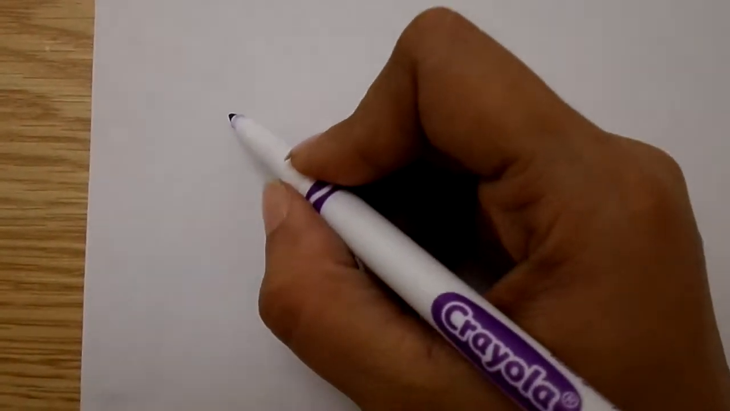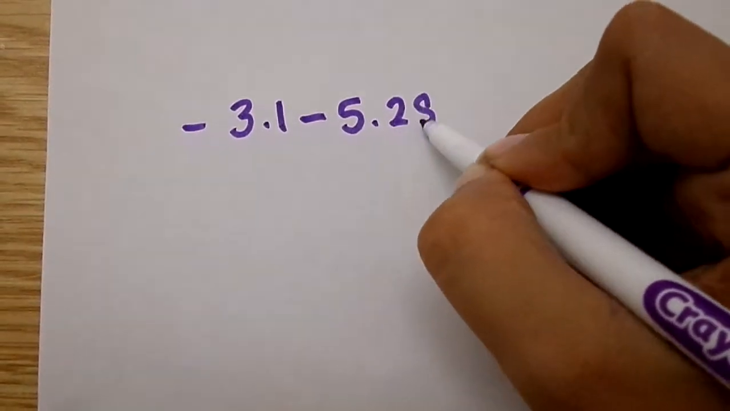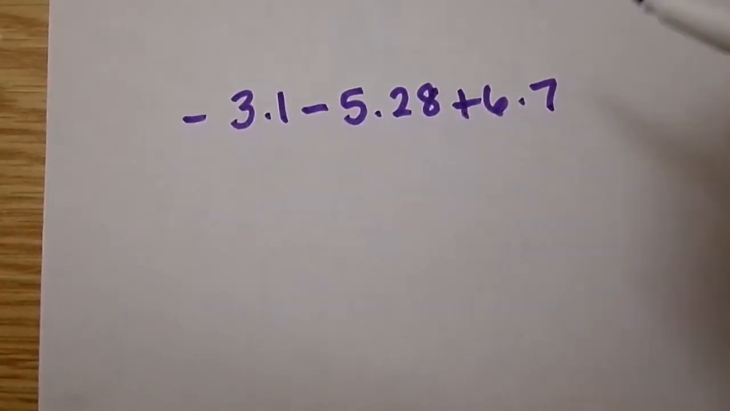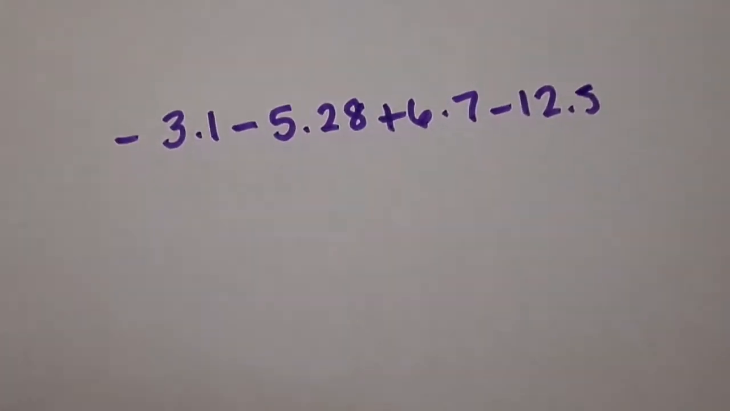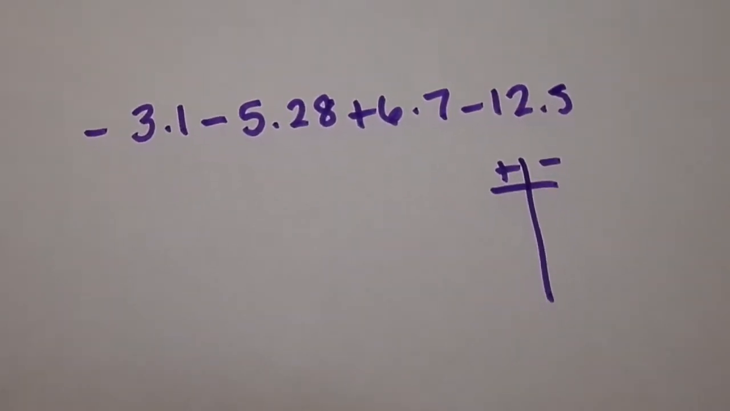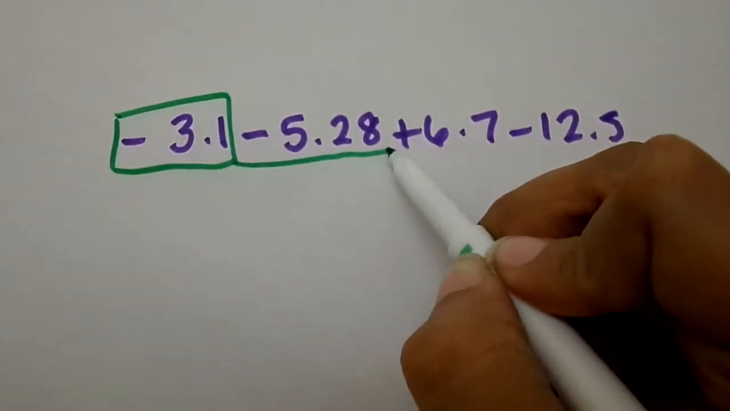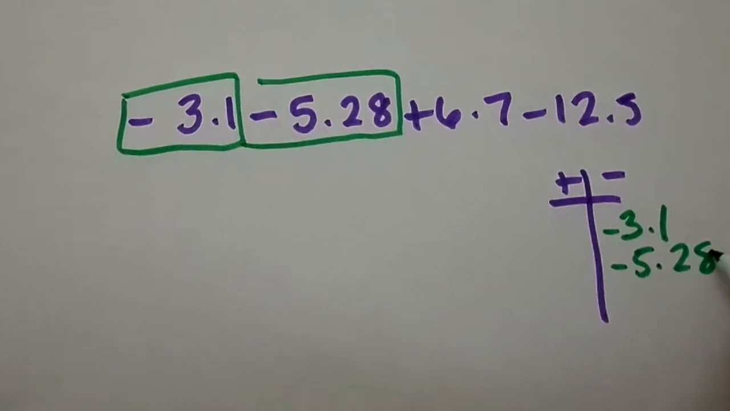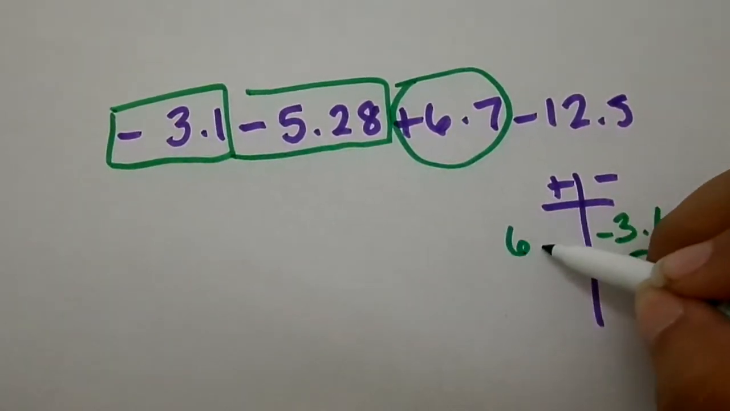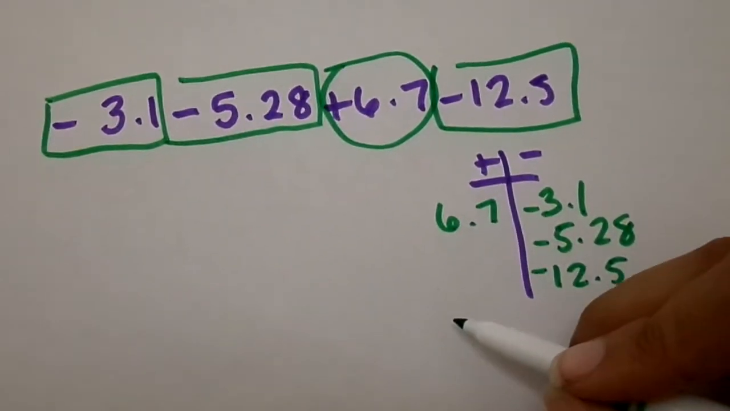but it's the same basic concept. So our next question is negative 3 1/10, subtract 5 28/100, plus 6 7/10, minus 12 5/10. So now I'm going to have 4 terms inside of my chart, and then I'm going to combine them the way we did with the others. So I have a negative 3 1/10. I have a negative 5 28/100. I have a positive 6 7/10, and I have a negative 12 5/100.